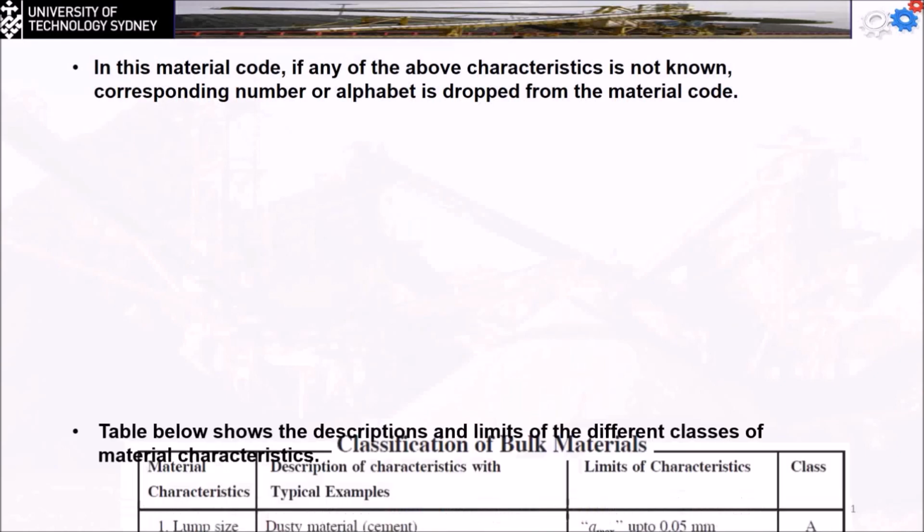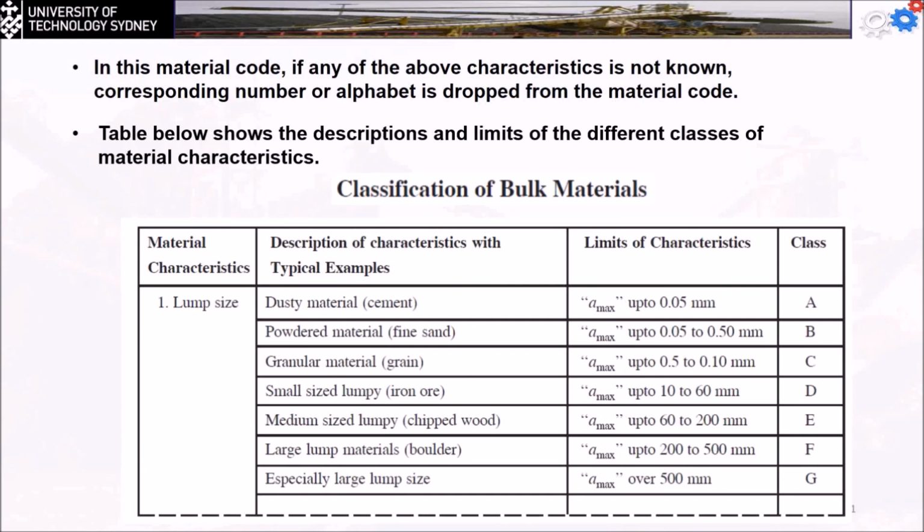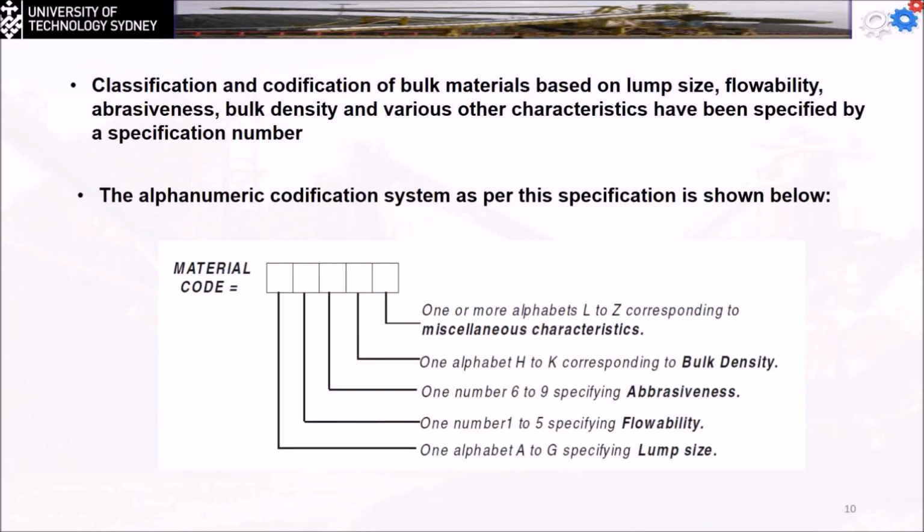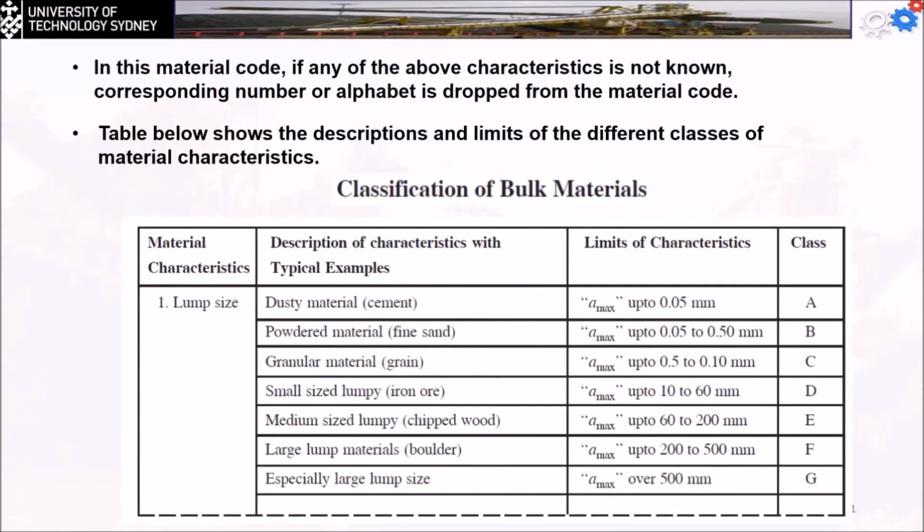The table below shows the description of the limits of the different classes of the material characteristics. As you can see, for example, for the lump size, you have dusty material like cement. The A maximum is going to be up to 0.05 millimeters, and the class is going to be A. We said the classification for this one is from A to G, right? So this is how it's going to be classified from A to G. A is for the dusty material, but G is if the A max is more than 500 millimeters. So how much is 500 millimeters?